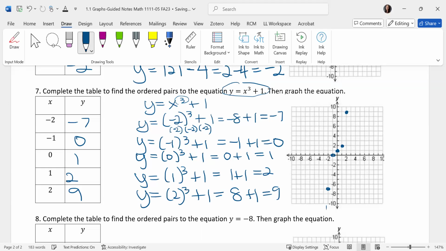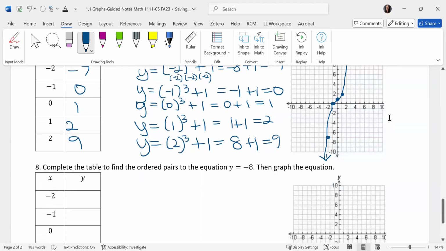So we get a graph that kind of looks like this. And all cubic functions have that shape. We'll practice graphing those too in a few weeks. Okay, let's look at the last graph.